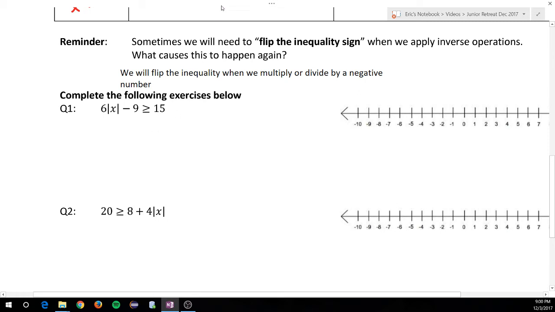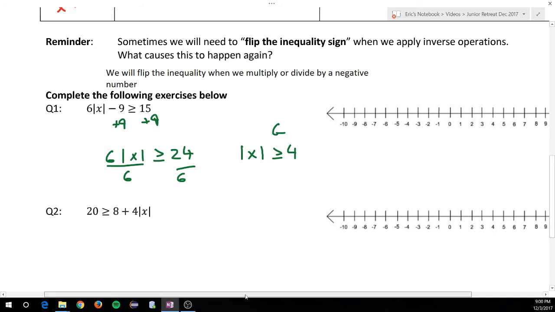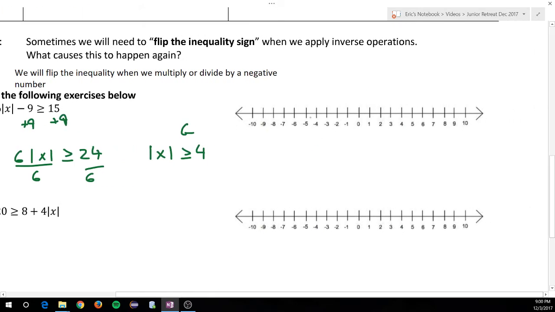Okay, so question 1. Well, I see I have a minus 9, so I'll add 9 to both sides. 6 absolute values are greater than or equal to 24. Divide by 6, divide by 6. The absolute value of x is greater than or equal to 4. If the absolute value is greater, that means I'm going to push away. So we got greater than, and we got the bar underneath. So that means I will put a filled in dot. Filled in dot, filled in dot, pushing away.